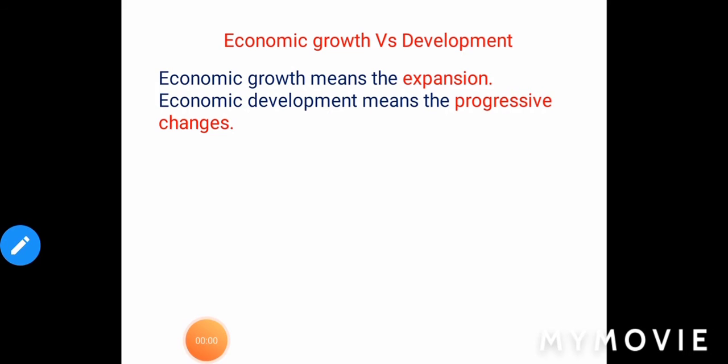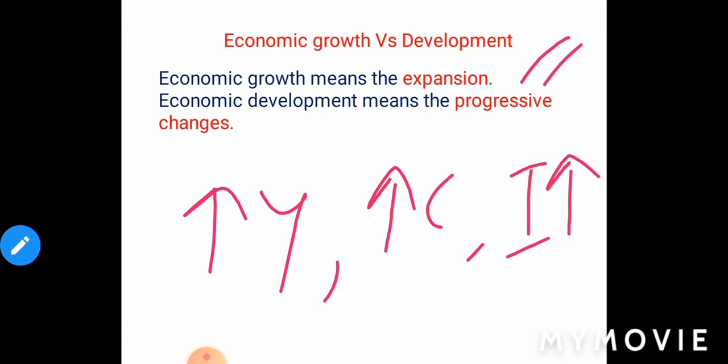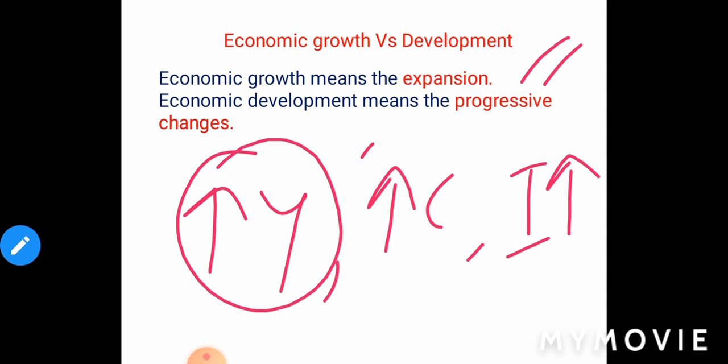Economic growth versus development. Economic growth means the expansion of economic phenomenon, while economic development means the progressive changes. Now, what is expansion of economic phenomenon? Expansion of economic phenomenon is nothing but increase in certain economic variables such as increase in income, increase in consumption, increase in the level of investment and so on. So these sorts of increase are termed as economic growth.